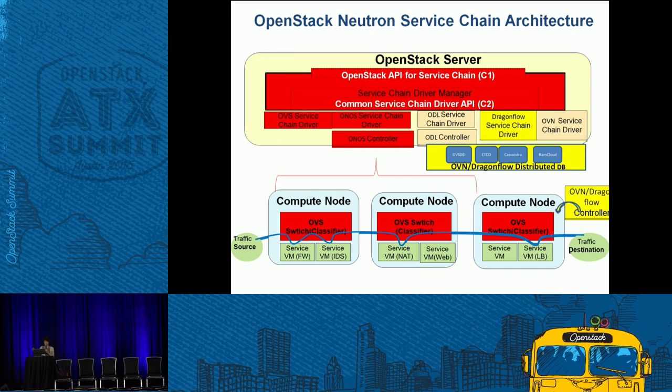We're going to add more support in the second phase. For SDN, we already started the ODL service chain driver. We're also going to write the Dragonflow service chain driver and the OVN service chain driver. Then on the compute node, you see the OVS switches. The OVS switches will be programmed by the upper layer control plane to set up the traffic steering path for the service chain based on the user's specification on the OpenStack northbound API. Once that traffic steering path is set up, the traffic from the source will go through each OVS switch and be switched to the required service function.